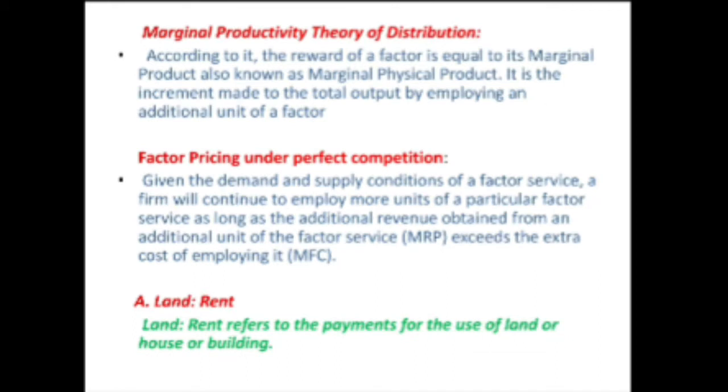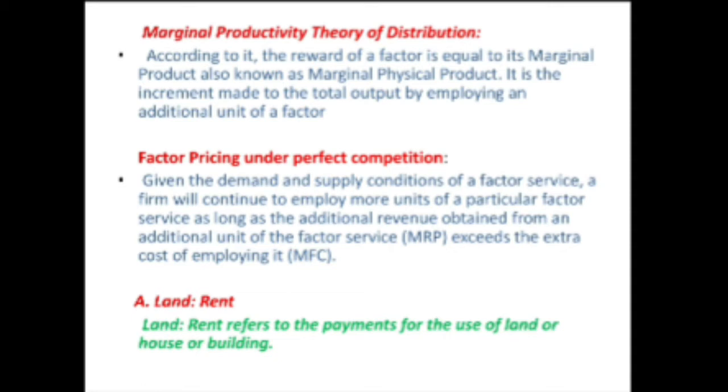Now, there is an important concept called the marginal productivity theory of distribution. According to the marginal productivity theory of distribution, the reward of a factor is equal to its marginal product, also known as marginal physical product. It is the increment made to the total output by employing an additional unit of a factor. So, essentially it deals with the addition to the productivity because of the additional unit of a particular factor of production. That particular factor of production can be labor, or capital, or land or organization.